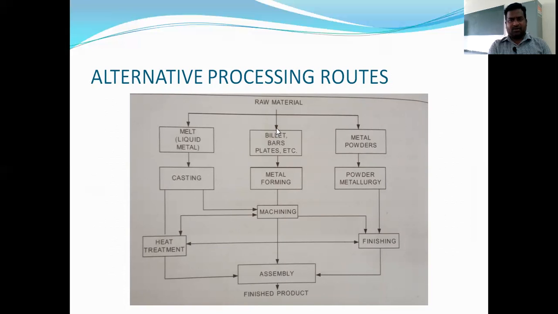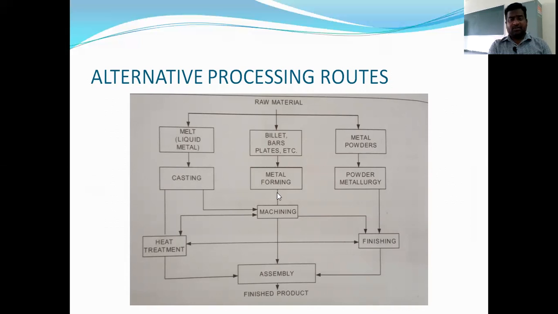Now, coming to the middle one, that is billets or bars, plates, etc. The raw material is converted into some materials like billets, bars, plates, etc. These billets, bars, plates are manufactured by the method of metal forming. Some of the metal forming operations are drawing, deep drawing, and extrusion. Okay, these are all metal forming operations as we have learned in our first year.